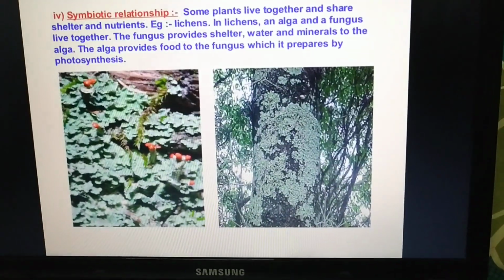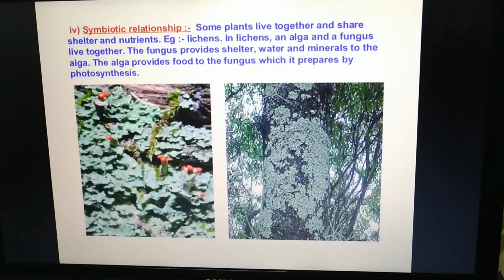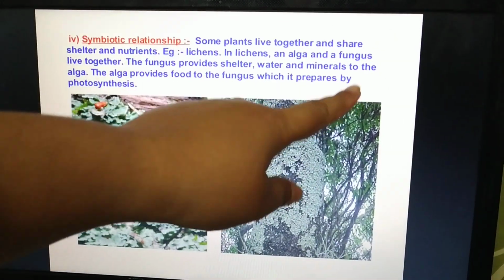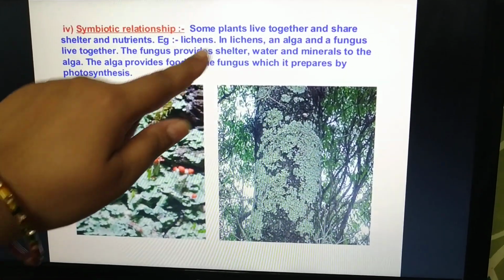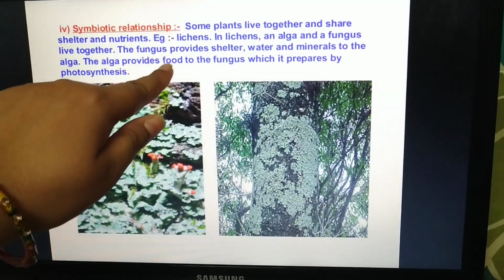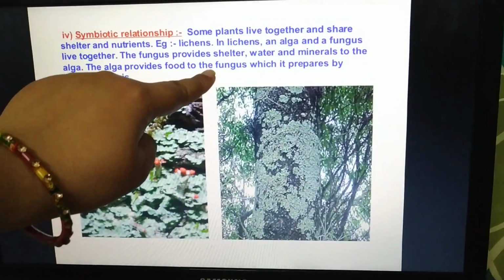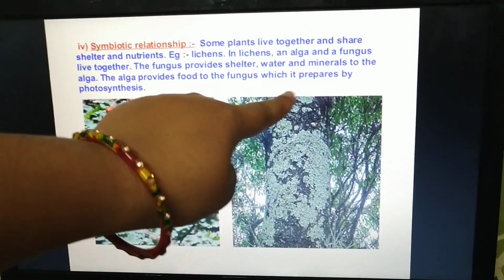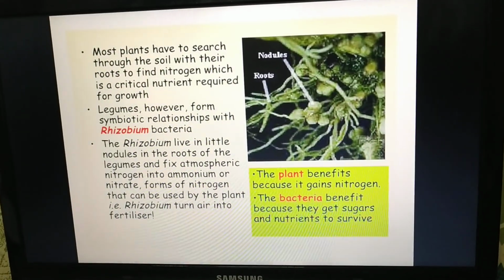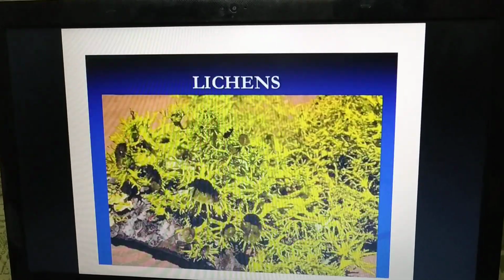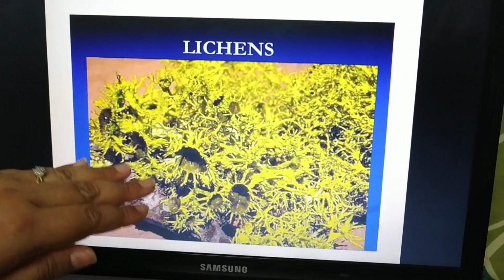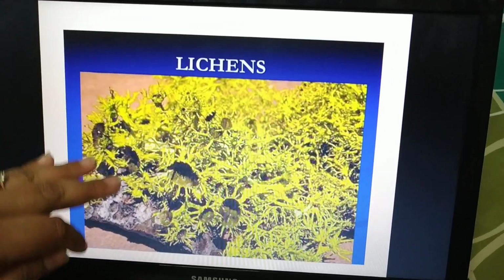Similarly, there is one more type of organism known as lichens. Lichens grow in moist places. It is a symbiotic association of an alga and a fungus. The alga provides food to the fungus, because algae contain chlorophyll, that is why they synthesize food and provide nutrition to the fungus, which it prepares by photosynthesis. This is the structure of lichens. These lichens generally grow on mountains in moist climate.